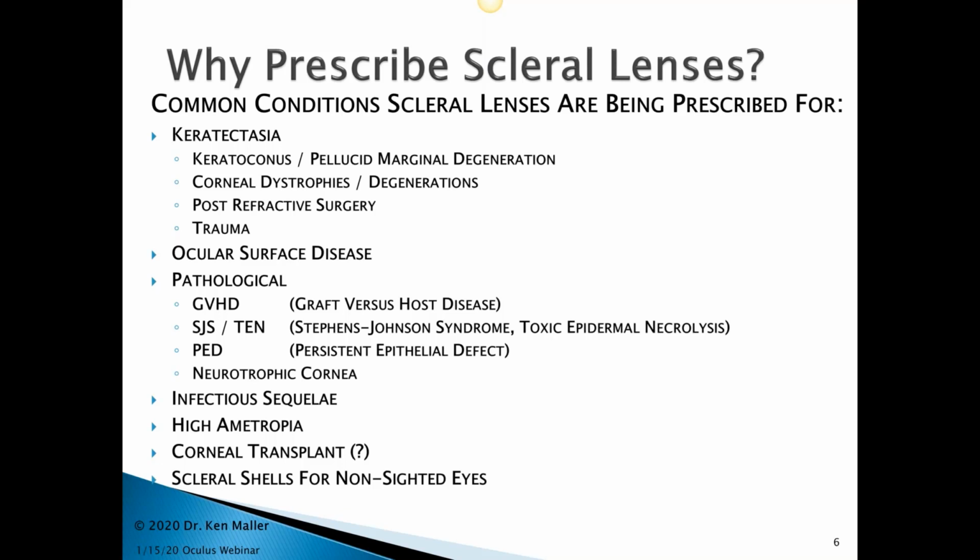On the transplants, you'll see I have a question mark there, and the reason for that is transplants have to be taken care of each on their own merits, because the transplants have a lot of other concerns and baggage that they bring to the table. Not that scleral lenses aren't used for these, they absolutely are, but they have to be used much more judiciously for these types of conditions, because many other things have to be taken into account. And then scleral shells are still being used for non-sighted eyes.